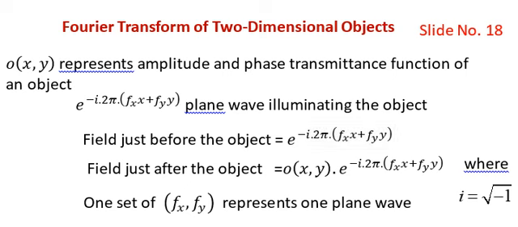And the field just after the object will be equal to the amplitude transmittance of the object, that is O of x comma y, multiplied by the wave passing through it, that is e to the power minus iota 2 pi (fx x plus fy y). So now we have written down two very important expressions. One is the field just before the object and the second one is the field just after the object. And here iota is actually the square root of minus 1. And one set of fx and fy represents one plane wave.